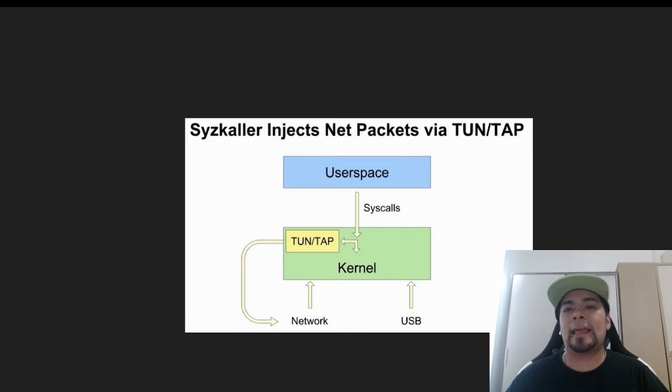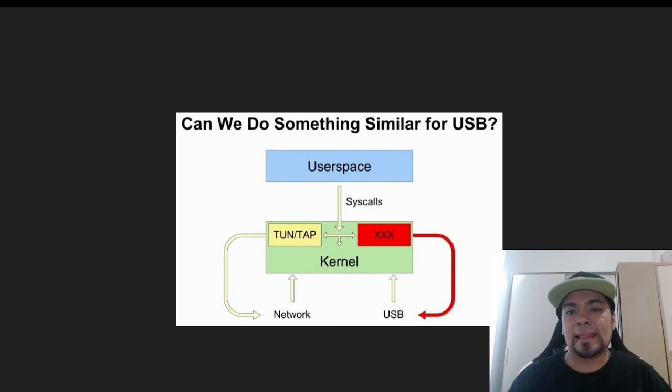So let's put an example here. For example, when Syzkaller is doing fuzzing in the network devices, in order to create TCP packets, you can create TCP packets from user space, and you can inject net packets into the kernel from user space. That's absolutely possible, for example, through the feature tun/tap. But what happens with the USB? You cannot create USB messages or USB descriptors from user space. And let's talk about that.